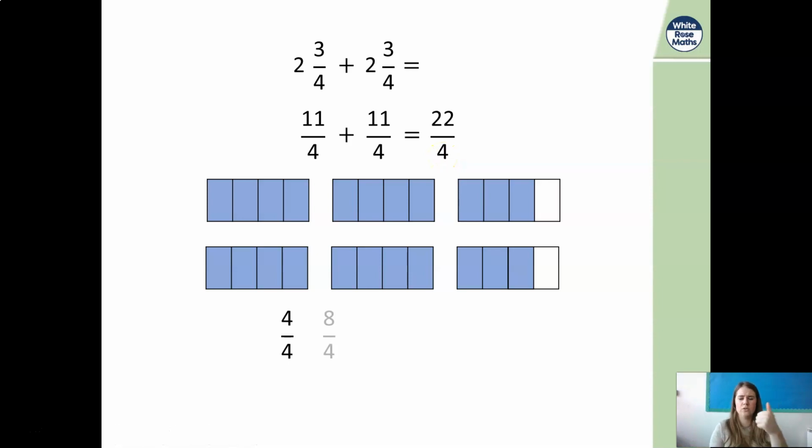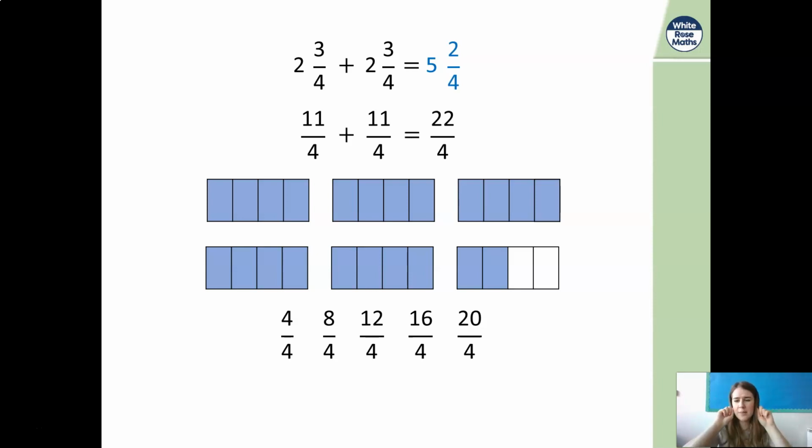So we get 4, 8, 12, 16, 20. Well, I can't get 24 in there, okay? So far I've got 5 wholes. I've got 5 lots of 4, which is 20. So when I've got 5 wholes altogether, and then from 20 to 22, I have 2 left over. So I have 2/4. Can I simplify 2/4? Yeah, what is 2/4 the same as?